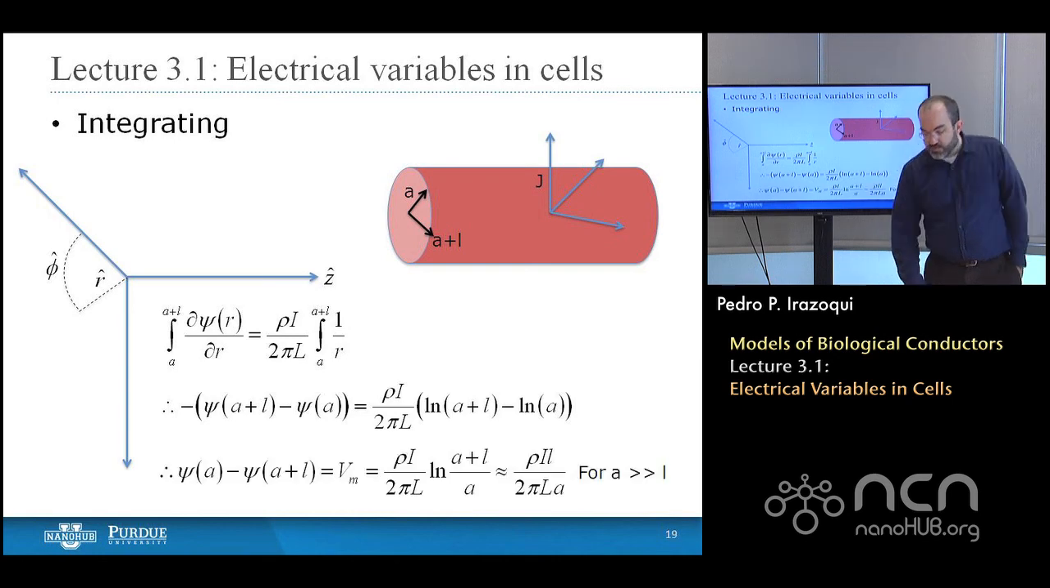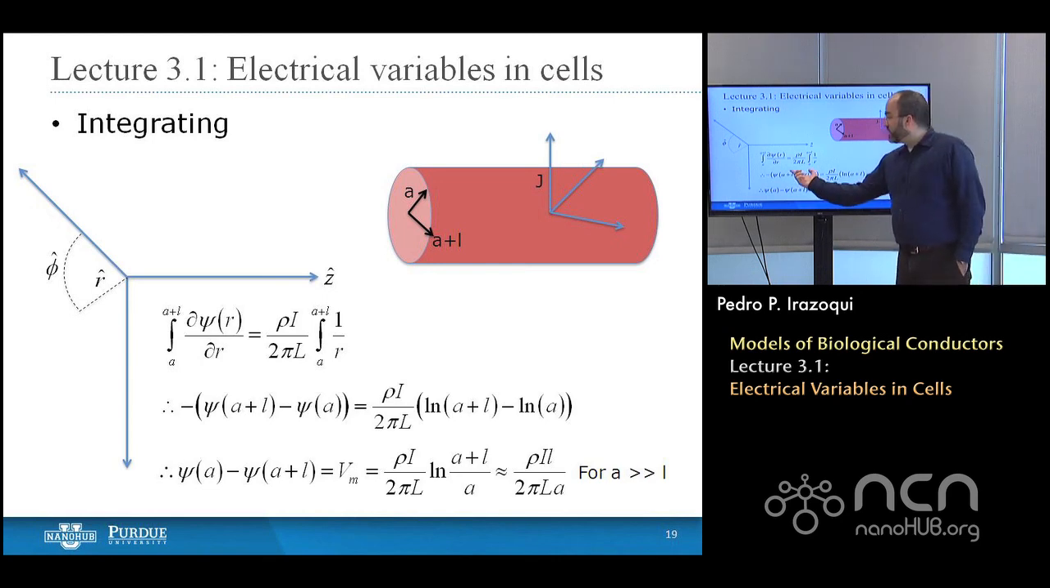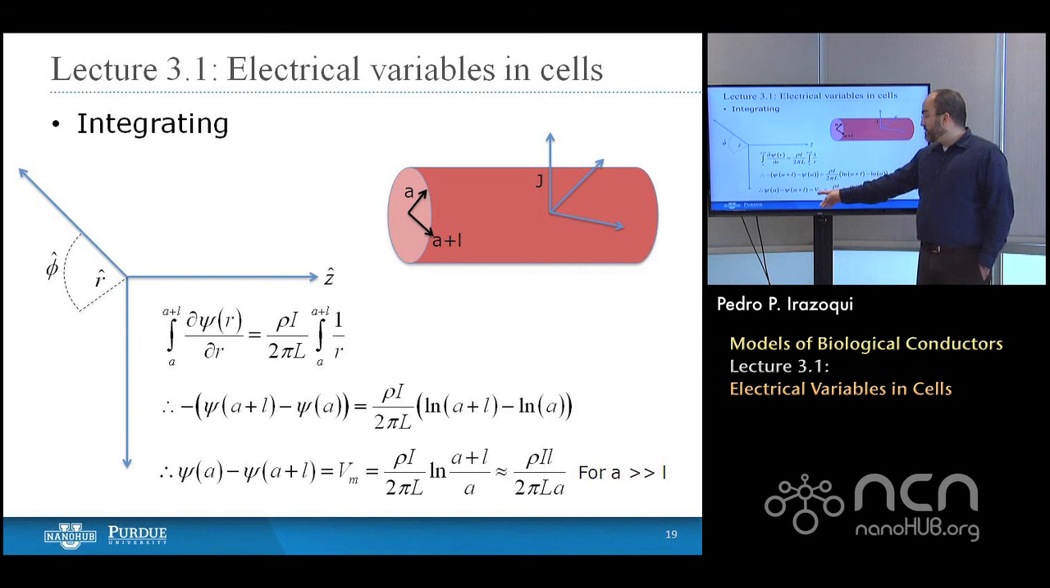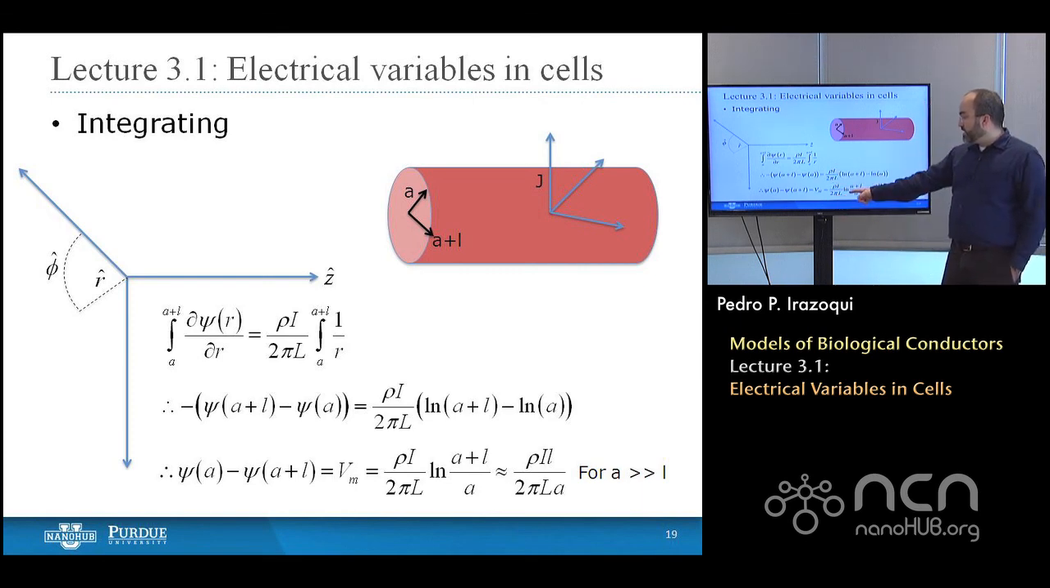And if you remember from our Nernst derivation, the subtraction of two natural logarithms leads to a quotient between the two, and so we can reverse the first terms in the equation to give us psi evaluated at A minus psi evaluated at A plus L, which is the membrane voltage. So it's the voltage inside the cell minus the voltage outside the cell. That's the membrane voltage, is equal to the constant rho I divided by 2 pi L times the natural logarithm of A plus L over A.